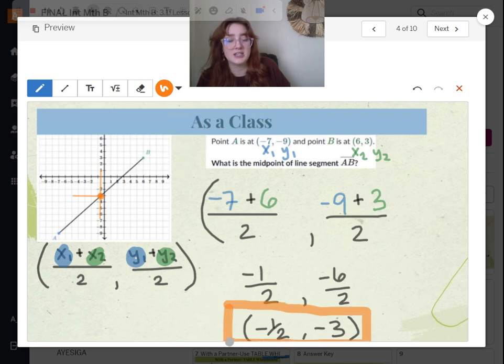Our work is done. No more work for us to do. We have found it. We have even graphed it, showing the middle point. Midpoint, the middle point.